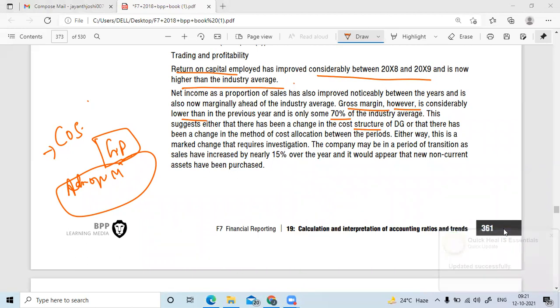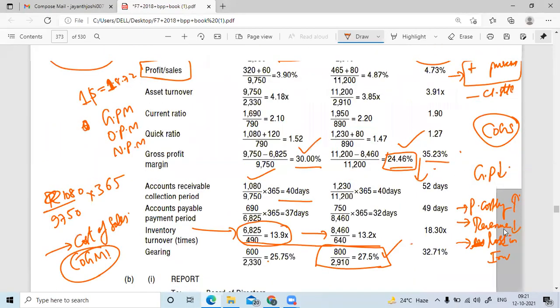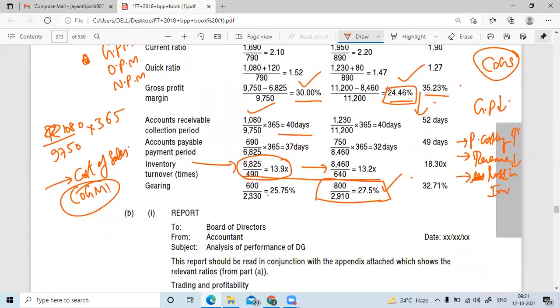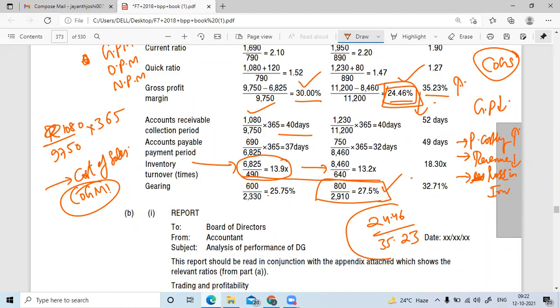So let's see what they have said. Gross profit margin, however, is considerably lower than the previous year, and is only some 70% of the industry average. So when they compared, how much is the figure? 24.46 by 35.23. It is very clear that it has not surpassed the industry average. So there is a poor performance, but it is 70% of this, it seems.